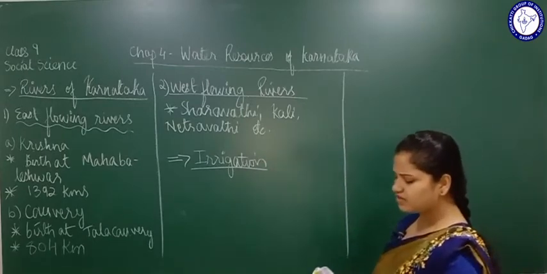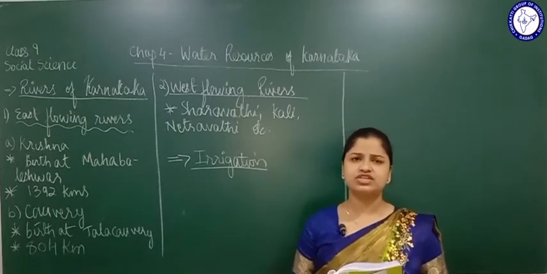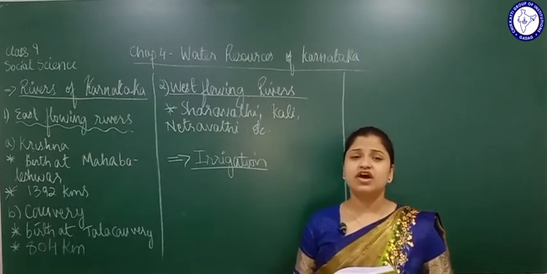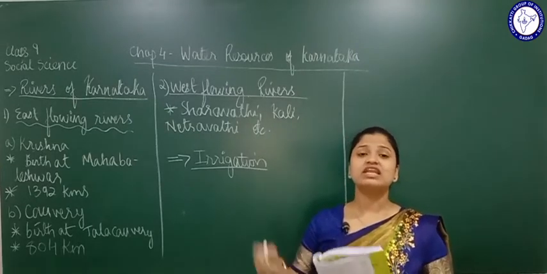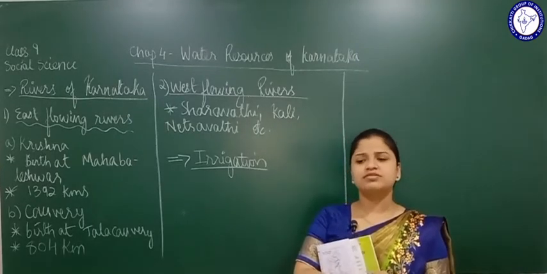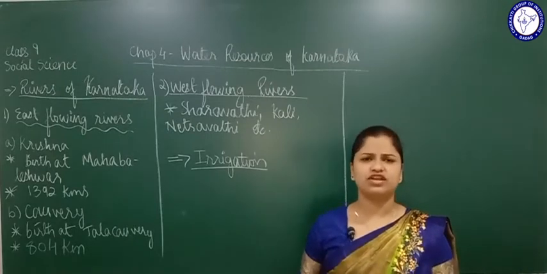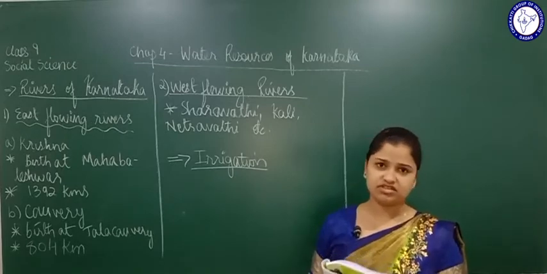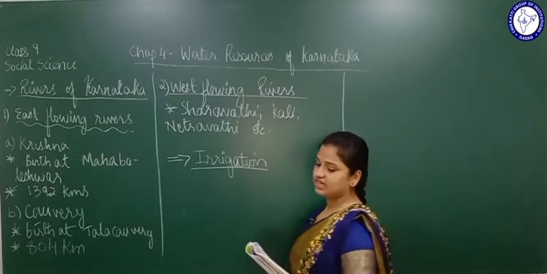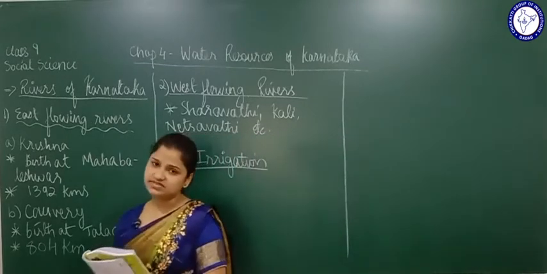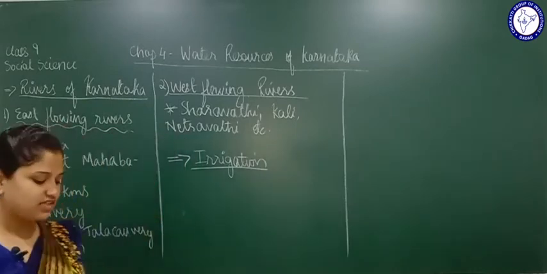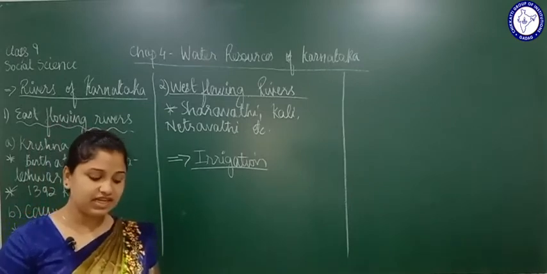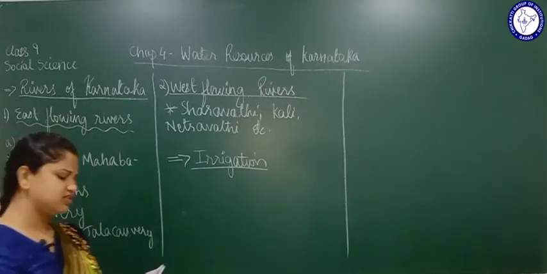So Karnataka has been using irrigation since a very long time because we don't have even or steady rainfall in Karnataka. Sometimes we get good rainfall, sometimes there is no rainfall at all. So because there is no steady rainfall, we have to use this irrigation method. Sometimes if there is no rainfall, we can easily water the plants with the help of irrigation. That's why irrigation is widely used in Karnataka. It has been an ancient practice. Since a very long time it has been used.